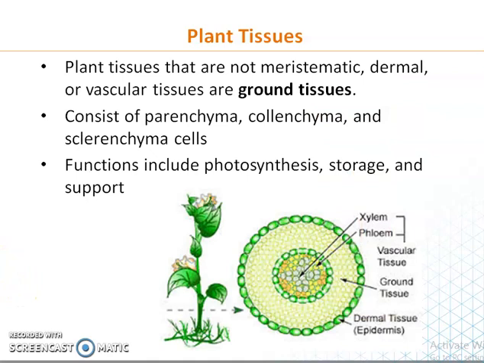Talking about the last type of tissues. If plant tissues are not meristematic, dermal or vascular, at that time you will call this type of tissue ground tissues. So if these tissues do not represent any characteristic of the other groups, at that time you will collect them under the group of ground tissues. They consist of parenchyma, collenchyma and sclerenchyma, the three types of cells that we previously talked about in part 1 of our lesson. The functions include photosynthesis, storage of food and water, and providing support.